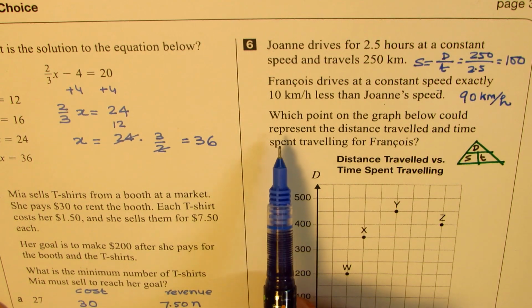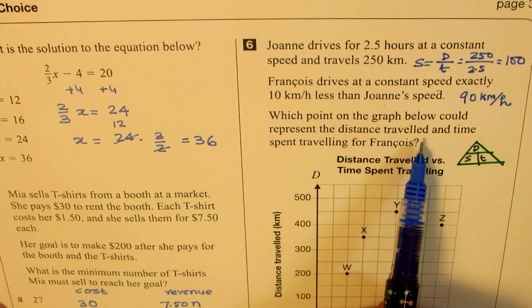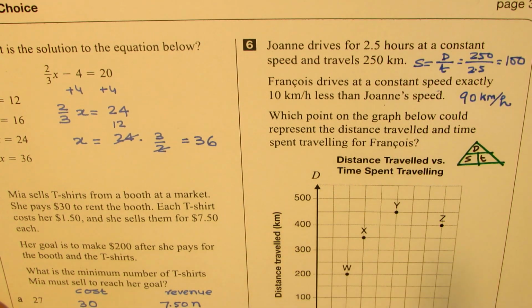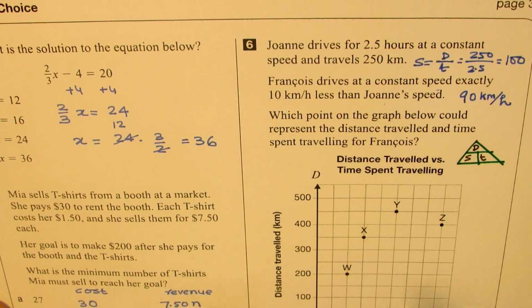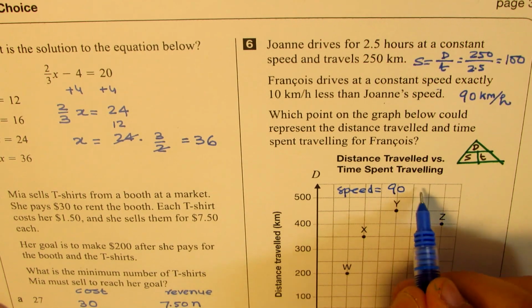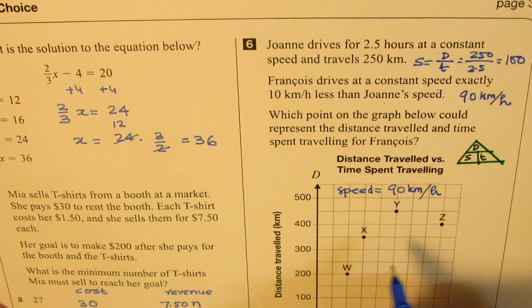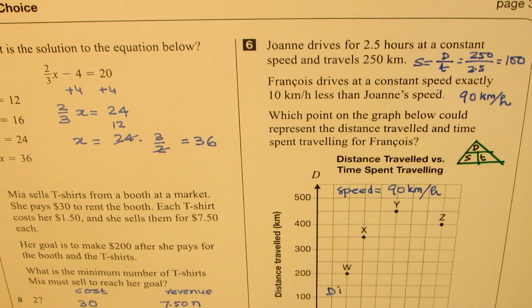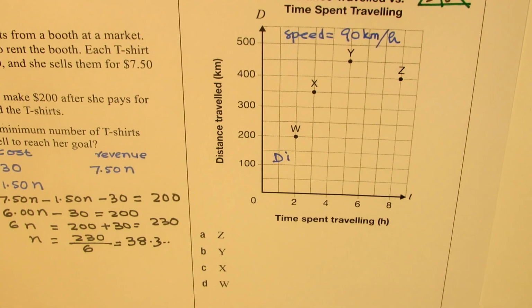Right. Now the question is, which point on the graph below could represent the distance traveled and time spent traveling for Frank? Okay. So 90 kilometers per hour, we have to figure out which is the right point. So we know the speed now for us is equal to 90 kilometers per hour. We are given time and distance. So distance should be equal to what? Let me write here. Let me move this a bit so that you can clearly see the work, right? So here we are. We are given a couple of options which we'll look into after solving.